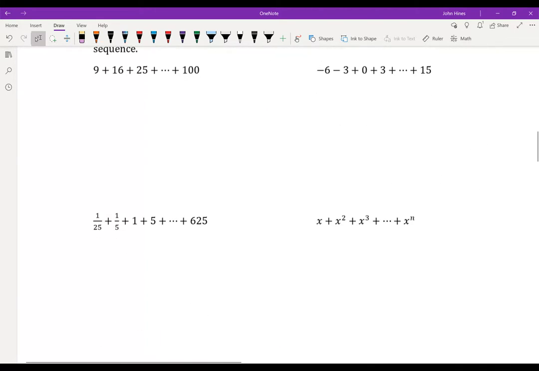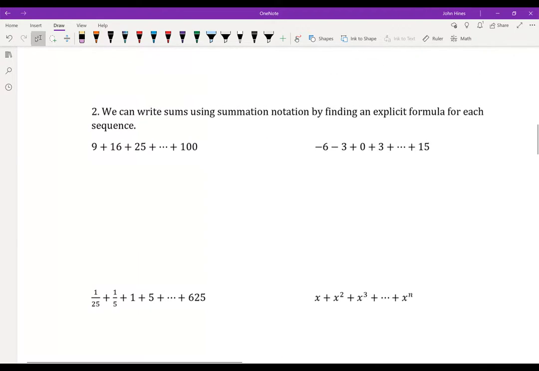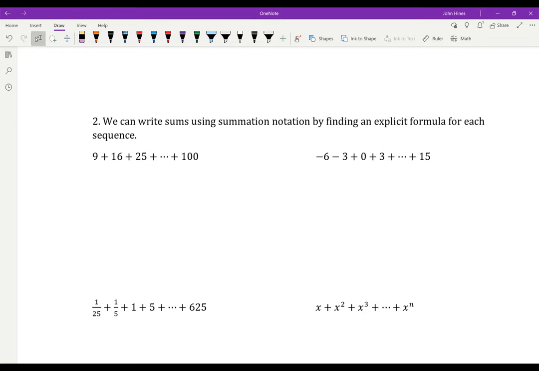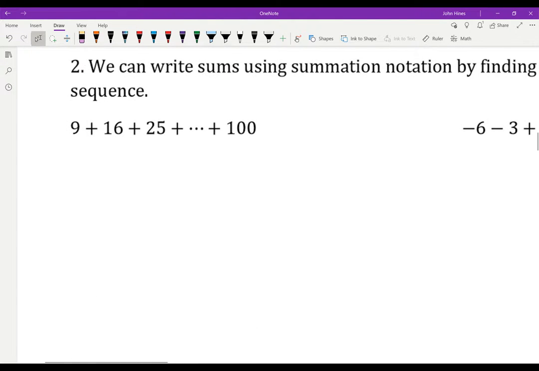So let's work backwards now. I'm going to give you a sequence, and I want you to tell me what the formula is. How do I represent it in sigma notation? So 3, 9, 16, 25 plus ... means the pattern keeps going all the way up to 100. Well, what are the other numbers in this ... is kind of our question.